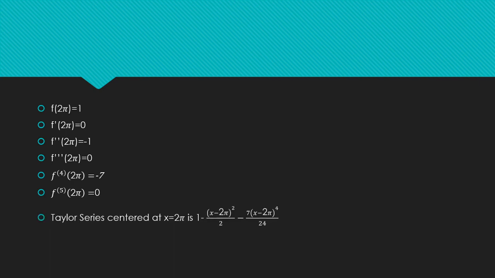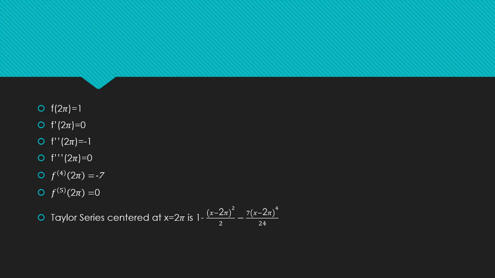Okay, so you start with the first term. So that's the f of 2 pi, which is 1, minus negative 1 is the next coefficient because the first derivative was 0, so you skip a term. And then you have x minus 2 pi to the second power because the exponent is the same number as the derivative. So this is second derivative, means second power. And you have to divide it by 2 factorial.